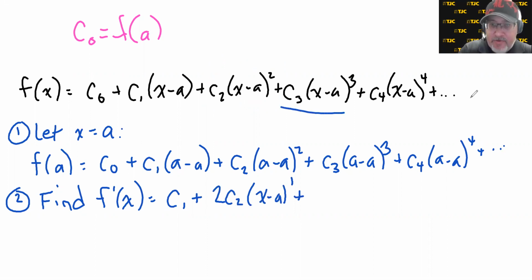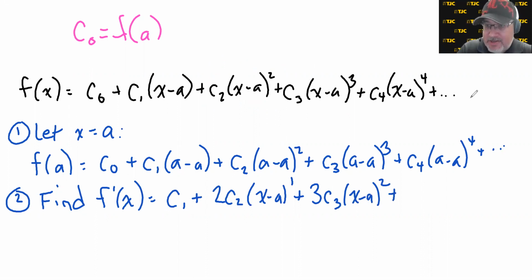And if we take the derivative of the next term, we would do the same thing. Bring the power down, lower it by 1. So 3c3 (x minus a) squared. And then the next one would be 4c4 (x minus a) to the 4th.